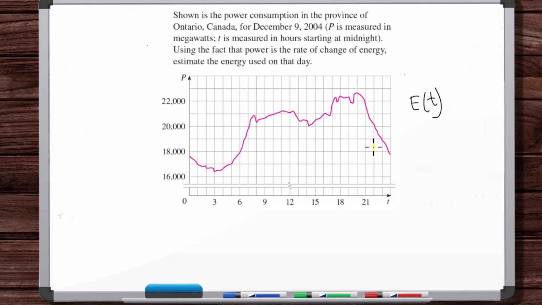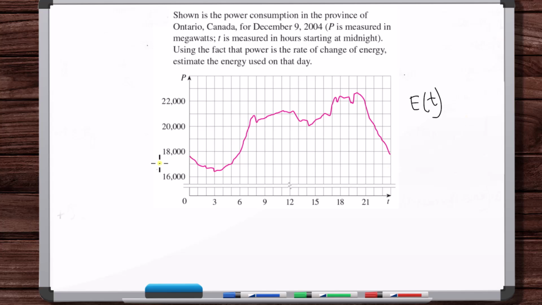But we're not trying to find the actual formula for the energy used at a moment in time. We're trying to find the net change in energy used from time t equals 0 to the end of the day. And we don't have to find out what E of 0 is. E of 0 is going to be 0 because the day just started. The question is asking what is the amount of energy used on this day. So we know E of 0 is 0, and we're trying to find E of 24.